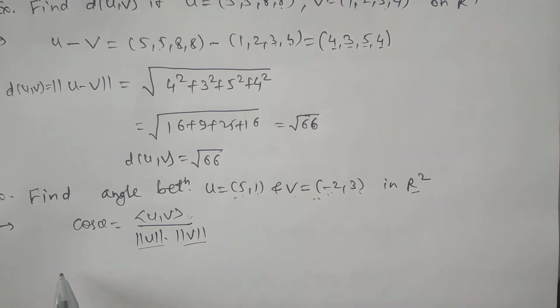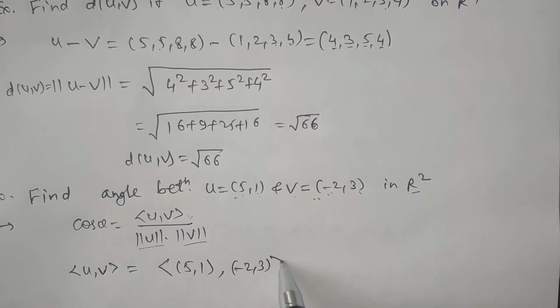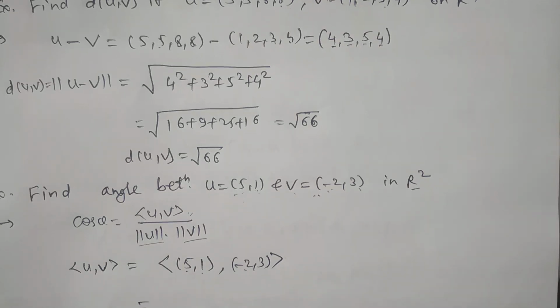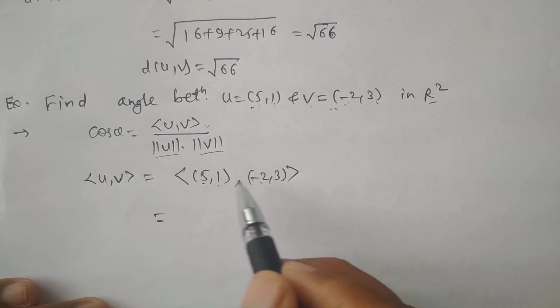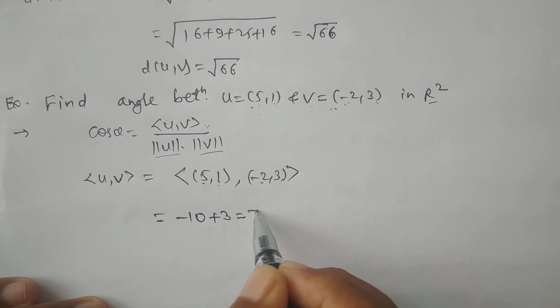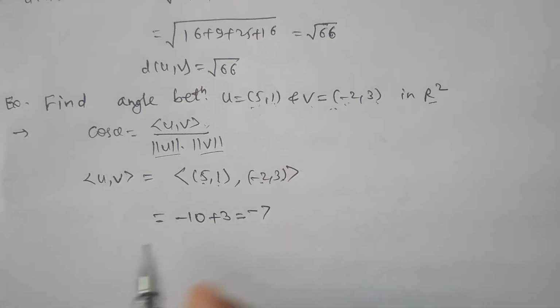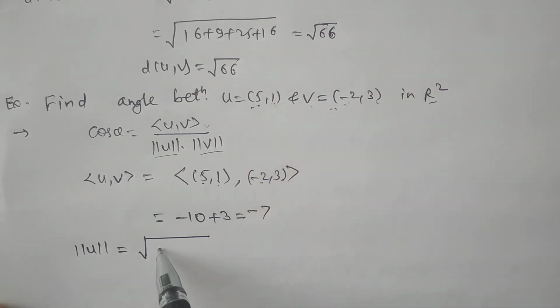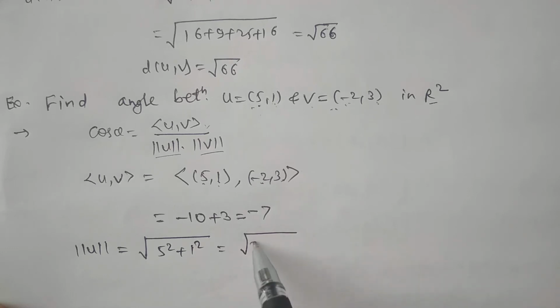So what is inner product of u comma v? Inner product of u comma v is nothing but inner product of (5, 1) comma (minus 2, 3). So this is a1, a2, this is b1, b2. So inner product can be taken as the multiplication 5 into minus 2, that is minus 10, plus 1 into 3, it is 3. So it is minus 7. Then norm of u is under root of a1 square plus a2 square. So it is 5 square plus 1 square. So under root of 25 plus 1, it is under root of 26.